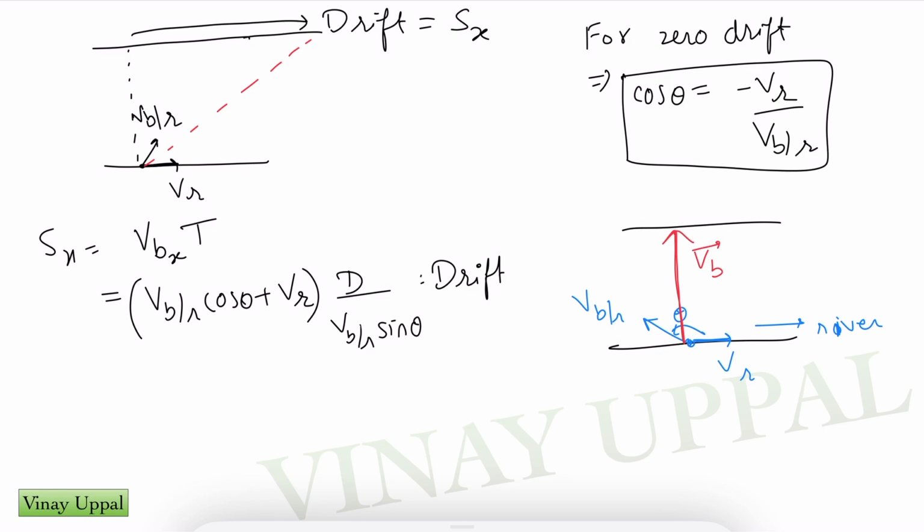Now you should be able to realize that such a theta will exist only if VR is less than VBR, otherwise we will have no solution for cos theta. So if the river velocity is greater than the velocity of the boat in still water, then zero drift is not possible. However, we can still minimize the drift as the boat is rowed from one bank to the other. Let's do that on the next page.